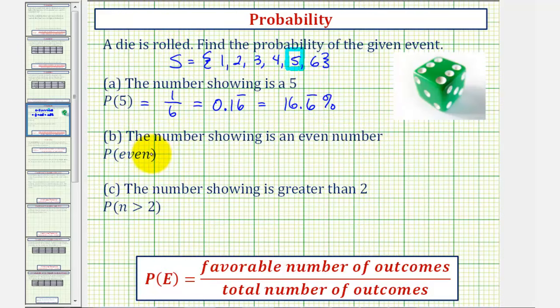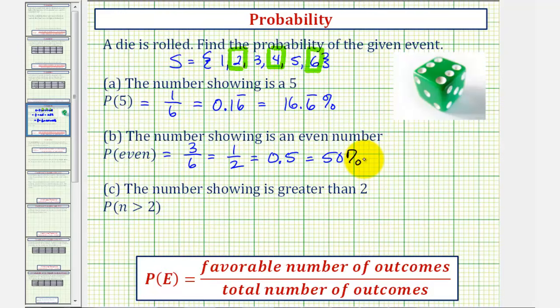Next, we want to determine the probability the number showing is an even number. Even numbers are divisible by 2. So again, looking at our sample space, we have 3 favorable outcomes, the 2, 4, or 6. And therefore the probability of rolling an even number would be equal to 3/6, or 3 divided by 6, which does simplify to 1/2, which we should recognize as a decimal as 0.5, and as a percentage, 50%.